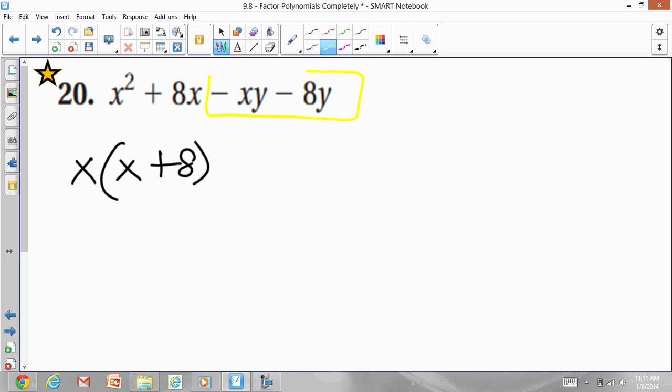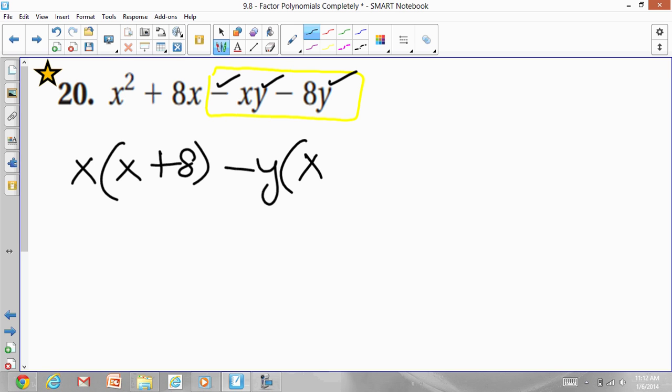Which is from here. So I'm going to pull out a minus sign. And I'm looking at the y and the y. Y is common. So I'm going to pull out the minus sign and the y. So I pulled out the y and the y. They are all done. So the remaining needs to go inside the parenthesis.